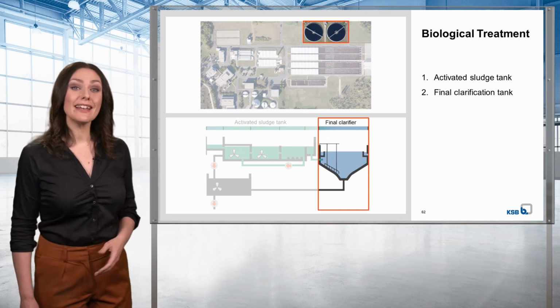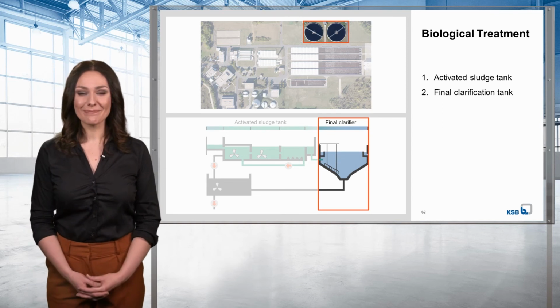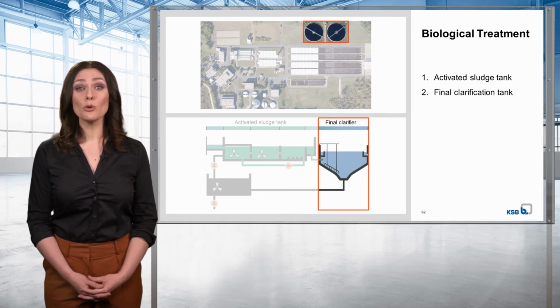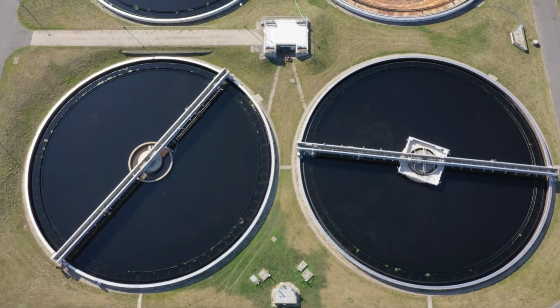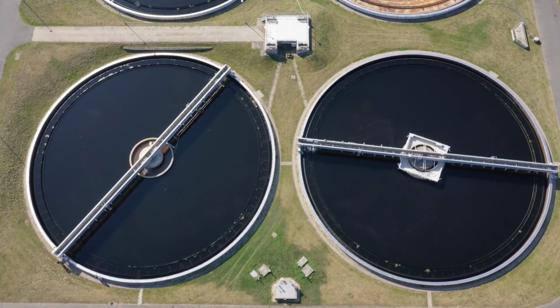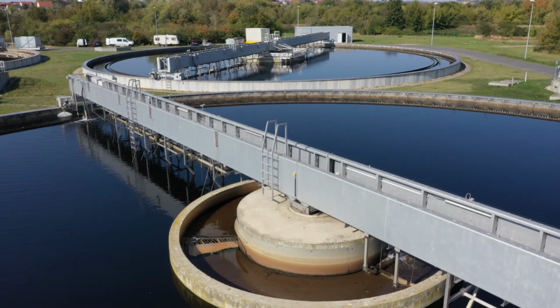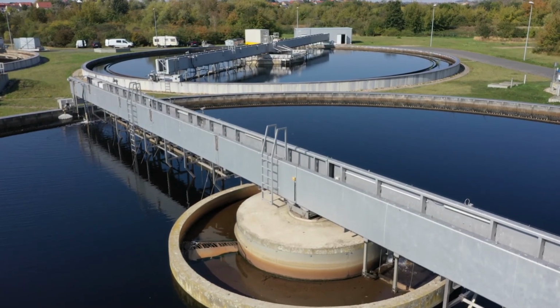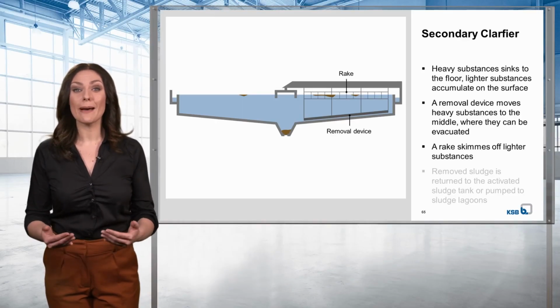Let's move on to the final or secondary clarifier, the last stage of biological treatment. The aim of this stage is to remove the microorganisms remaining in the water. Treated water flows continuously from the activated sludge tank into the final clarifier. Here, heavy sludge containing microorganisms sinks to the floor, and the lighter substances accumulate on the surface. A removal device moves the heavy substances to the middle so they can be evacuated. The lighter substances are skimmed off by a rake.